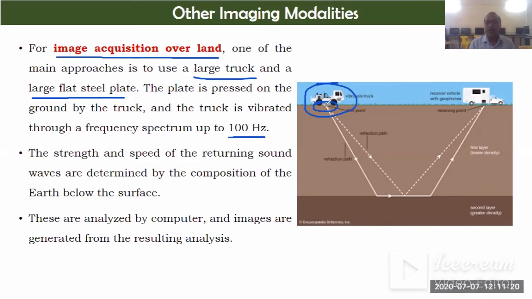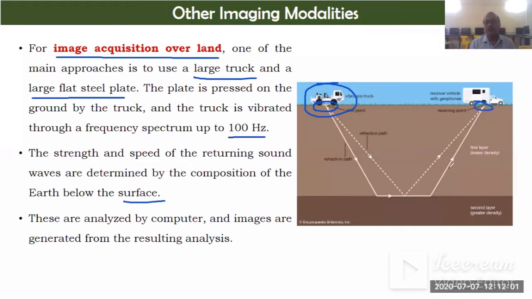This signal is passed into the land, and if it meets some obstacle, it will be returned back. See here, this plate generates signals, the signals pass into the land, and if an obstacle or minerals appear, the ray is transmitted back to the receiving end. This is the technique. The strength and speed of the returning sound wave are determined by the composition of the earth below the surface. Here, this is the earth below the surface.